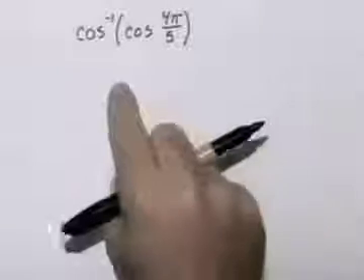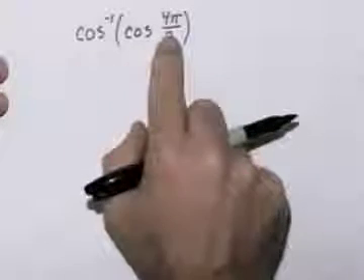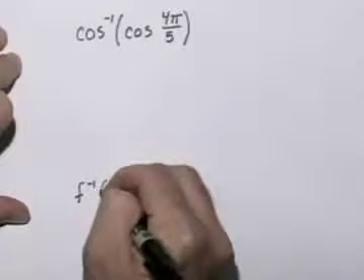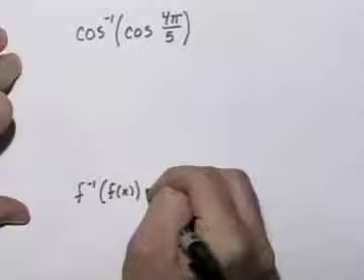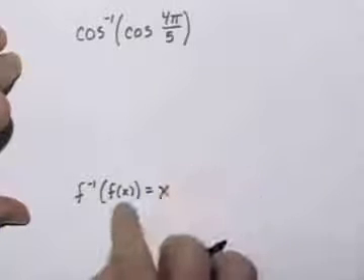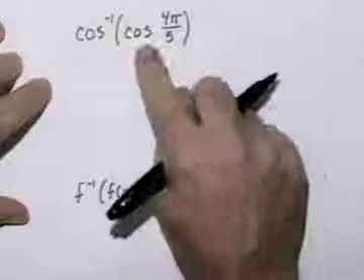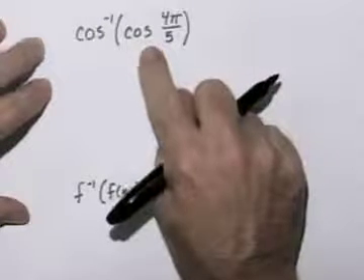We want to find the inverse cosine of the cosine of 4 pi over 5. Recall, f inverse of f of x is going to equal x for all x in the domain of f. Well, here our function f is the cosine function.